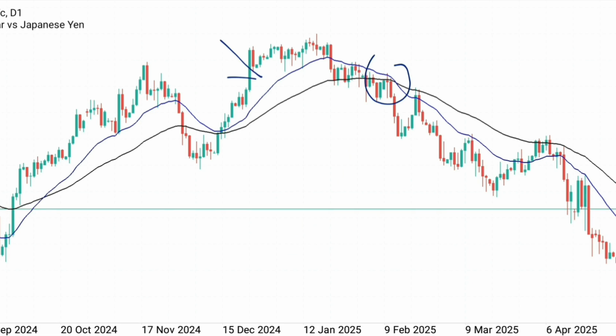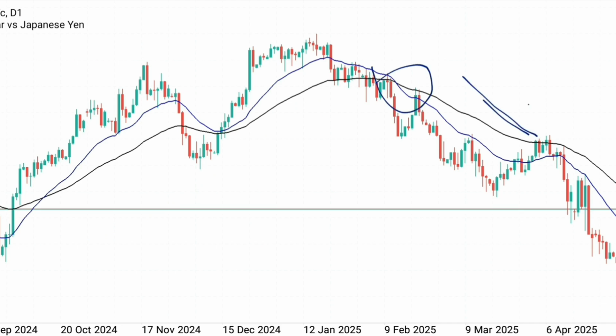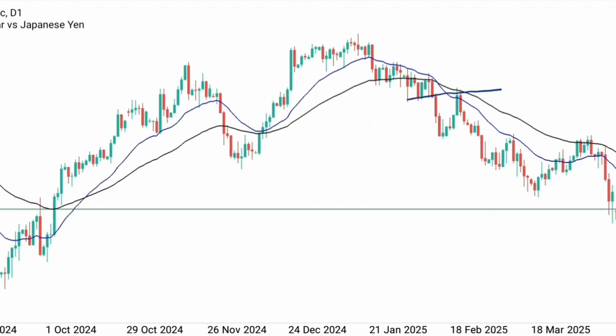Remember, the blue one is the short-term moving average, the 21 moving average, and the black one is the long-term moving average, which is the 50 moving average. As you can see here, the short-term moving average crossed below the long-term moving average. This means the trend has shifted from here, which was bullish before. Then from here, the trend has shifted to what? Bearish. And from here, you can put your short position once you see the dead cross.